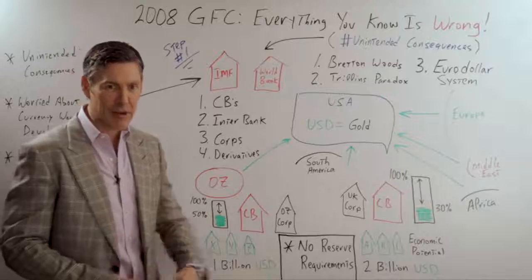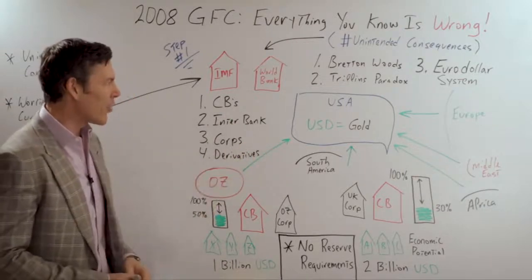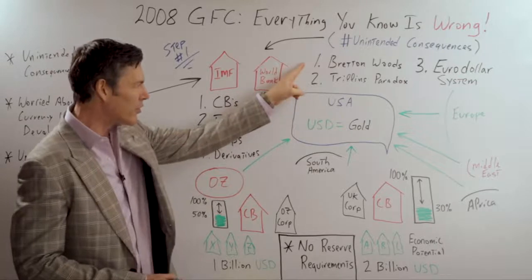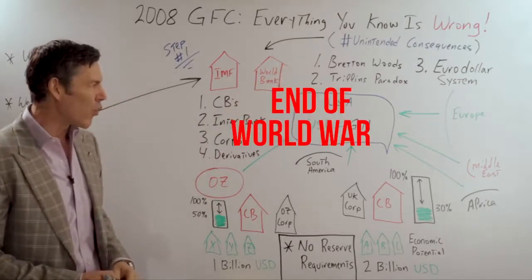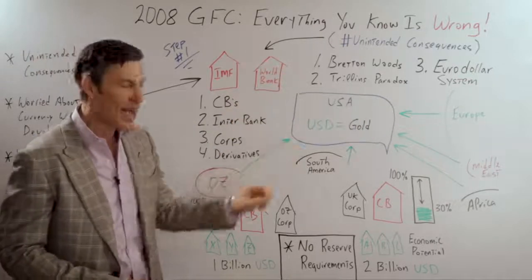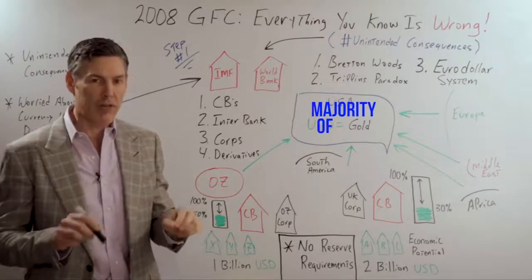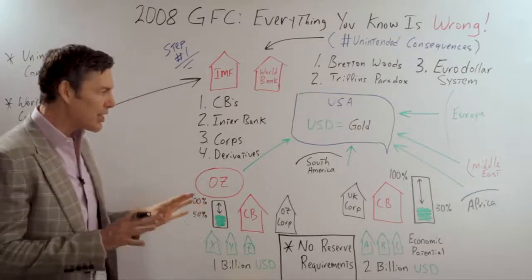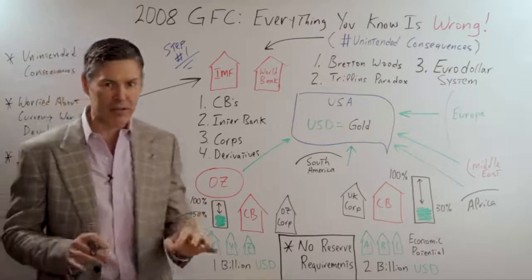Simple, fast steps. Step number one, our story starts with Bretton Woods. Toward the end of World War II, the United States had the majority of gold. So the world needed a new monetary system.